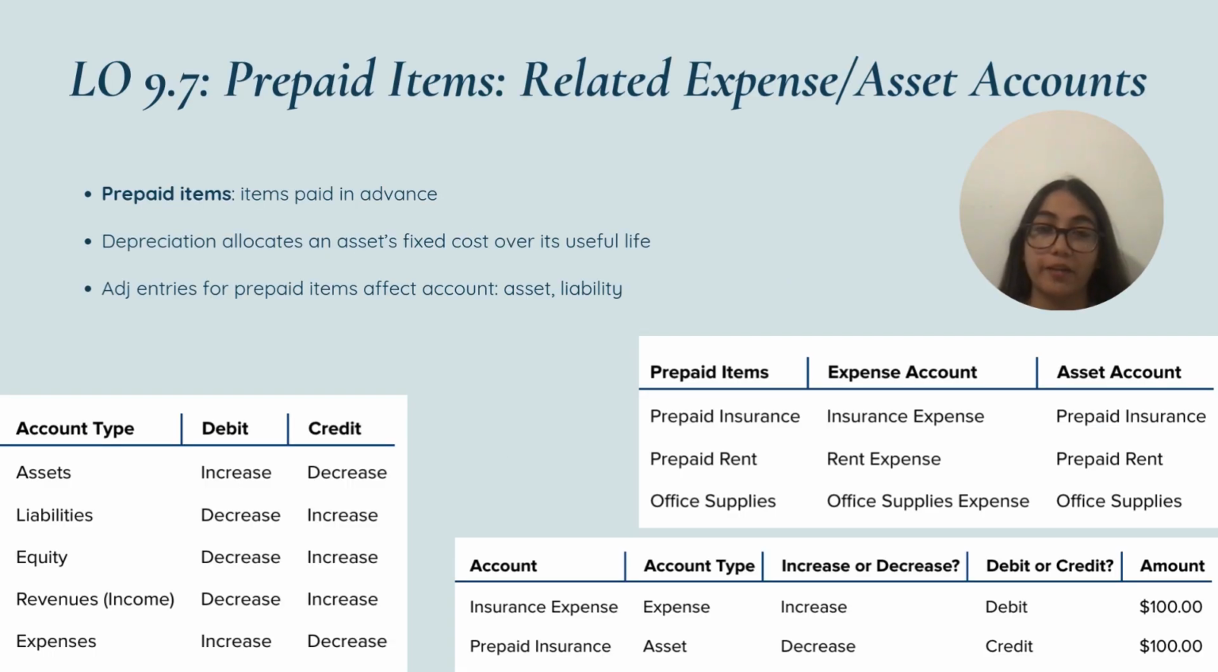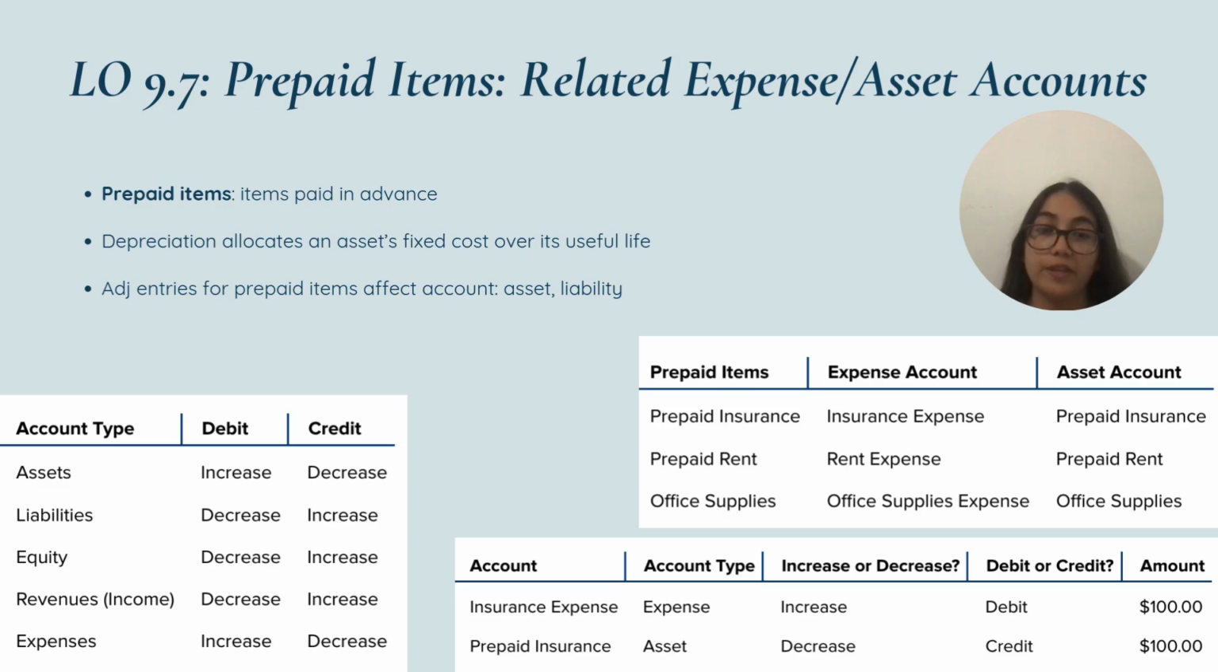Prepaid items are items paid in advance, such as prepaid insurance or rent. An adjustment may be needed to report the amount of the prepaid item not expired. For depreciation, this allocates the asset's fixed costs over its useful life. Adjusting entries for prepaid items affect expense accounts and asset accounts. Adjusting entries record the amount that needs to be transferred between the two accounts.